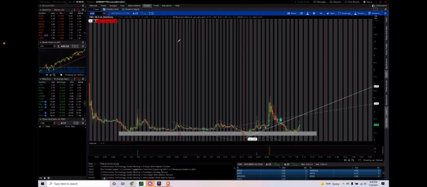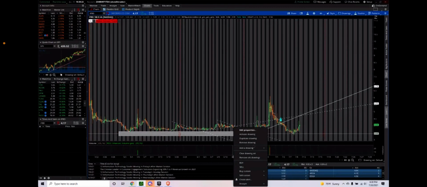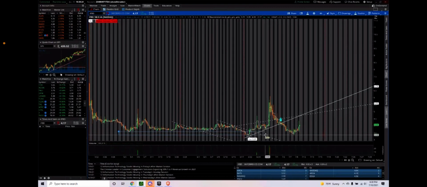IFBD. Oops, I already have it drawn out. Whatever. That's your demand zone. And you can see you could have drawn it right here. Right? You could have drawn it right here. You could have said, okay, this is now my demand zone. And to give myself trade opportunities in the future, I will extend it to the right.